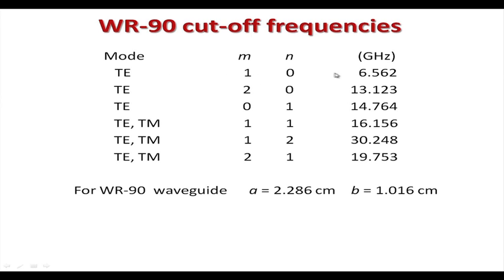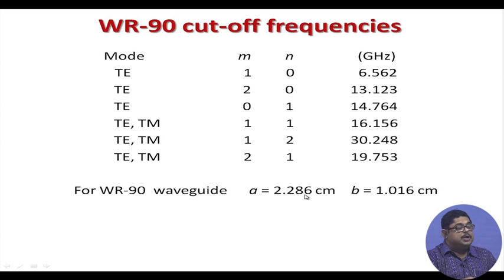So, among all the combined TE and TM modes, the TE10 is the dominant mode. Now, you can see that for WR 90, that means 0.9 inch by 0.4 inch, or these centimeter values, the TE10 mode starts at 6.56 gigahertz, the TE20 mode starts at 13 gigahertz, and the TE01 mode starts at 14 gigahertz. That is why before the onset of the TE20 mode you should not go beyond that. That is why WR 90 is generally operated up to 12 gigahertz, so that the TE20 mode does not come there. Then the next one, TE11 and TM11, come together, and then the TM modes start propagating.